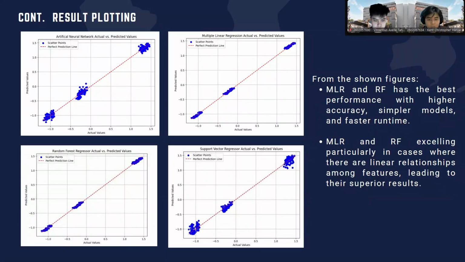From these figures, it is evident that the multiple linear regression and random forest models exhibit the best performance with higher accuracy. These models not only provide more precise predictions, but also benefit from simpler architecture and faster runtimes. MLR and RF particularly excel in scenarios where a linear relationship exists among the features, contributing to the superior result.